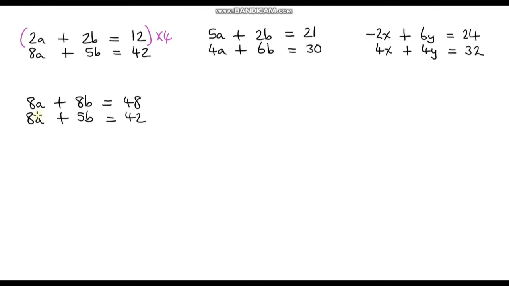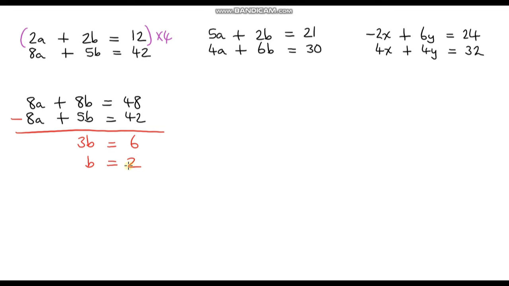With our a's, we have the same sign, so we are going to subtract. So 8a subtract 8a, well that just cancels. 8b subtract 5b is 3b. And 48 subtract 42 is 6. So 3b equals 6, therefore b equals 2.